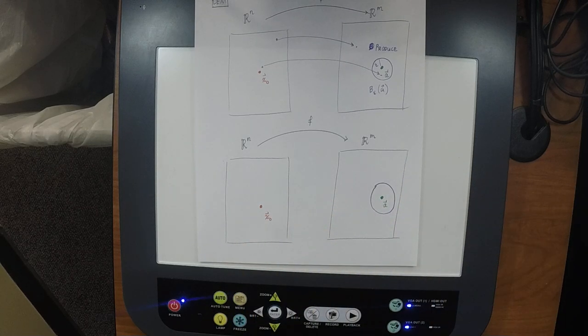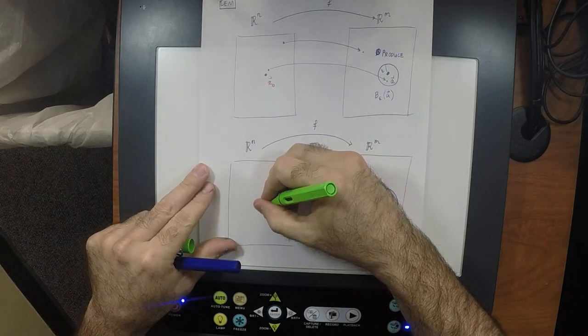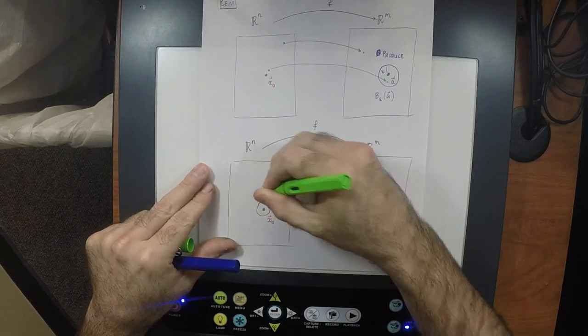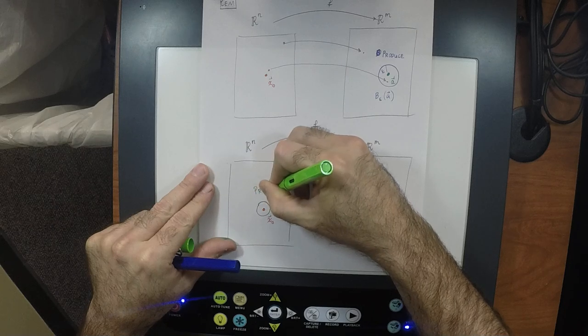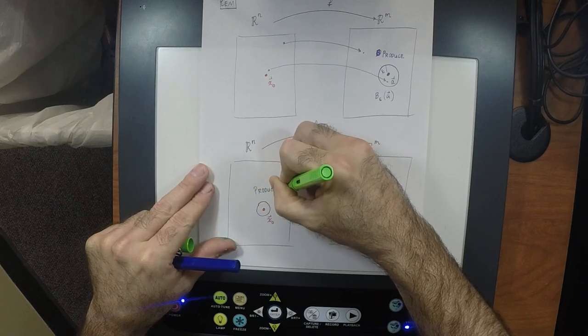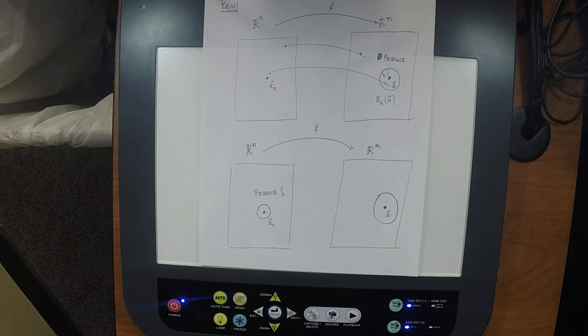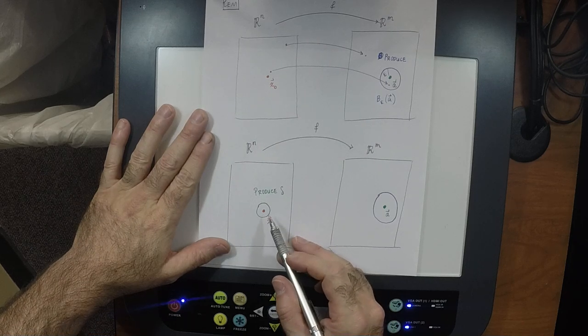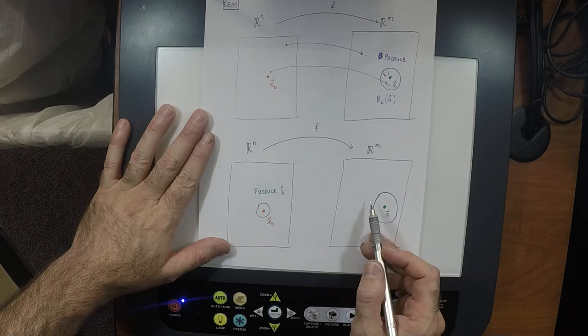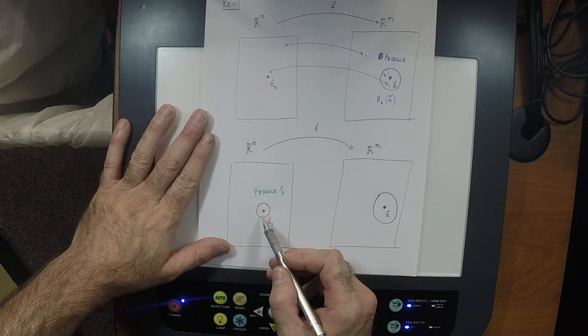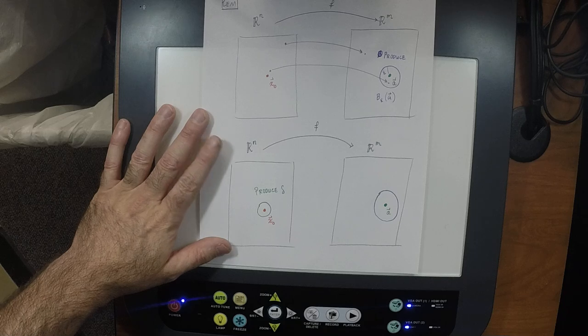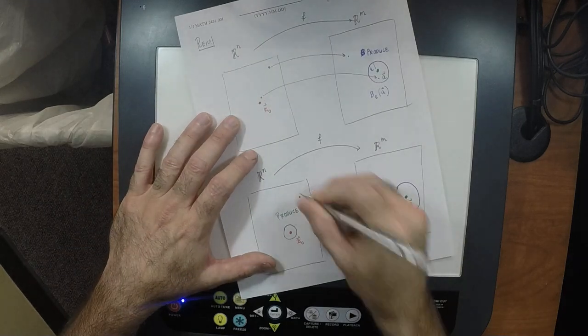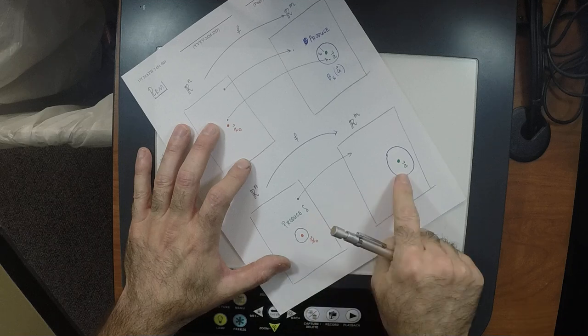So this is just a copy of that one. You say, well, I respond in the following way. Here's my delta. And then what's going to be true about this ball? Yes, all points in this ball will be sent to that ball. If you're in here, you will land in there. You can't land anywhere else. If you select a point outside of here, you might not land in there.